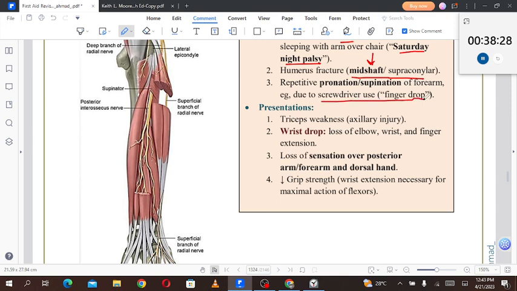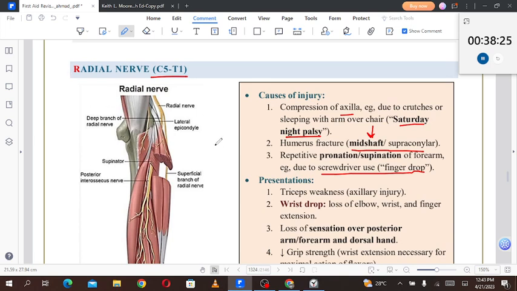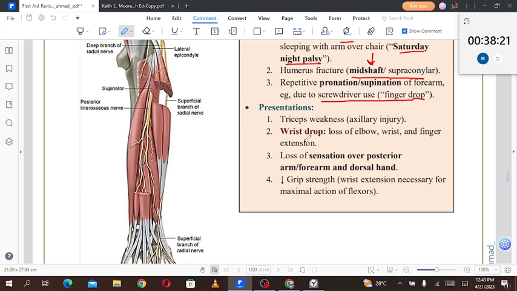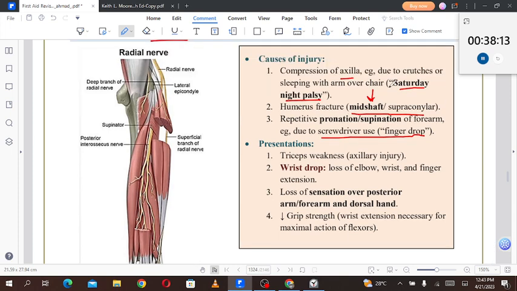Repetitive pronation and supination of the forearm, for example, due to screwdriver use, that is called finger drop. Normally radial nerve damage will cause wrist drop, but with repetitive pronation and supination of the forearm from repetitive screwdriver use, I guess there will be finger drop or something like that. So repetitive pronation and supination can also damage this nerve.